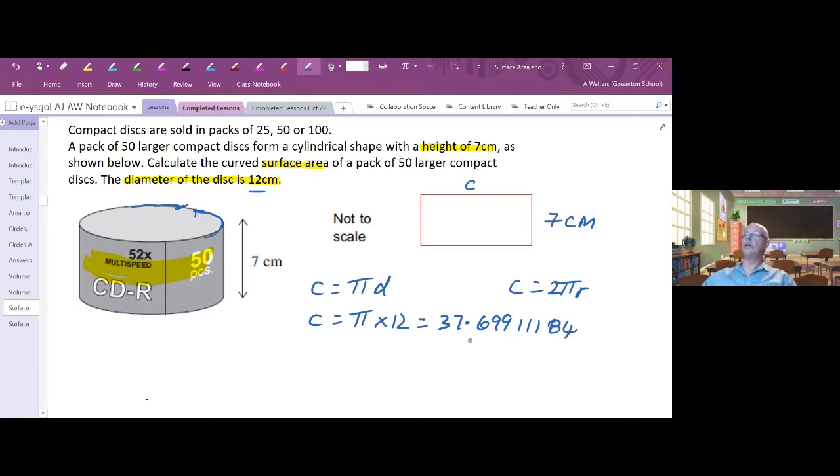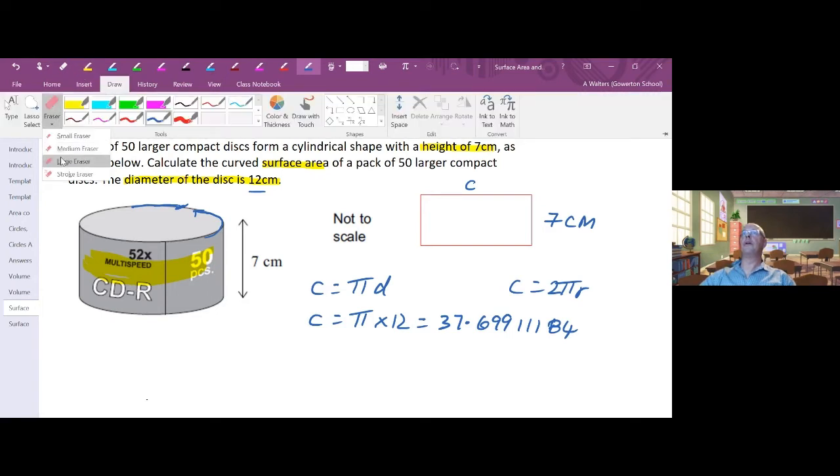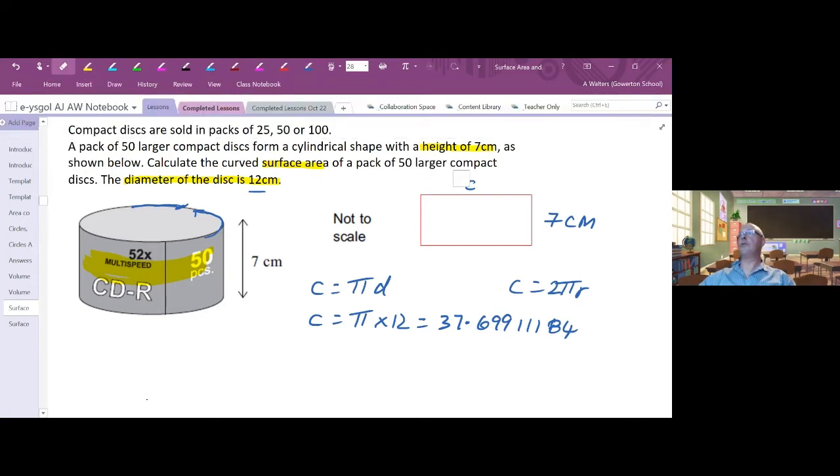Now I'm not going to round it at that stage because we only round at the very end of a question. So I'm going to replace that circumference up there with the circumference I've just worked out, which is 37.699,111,84.